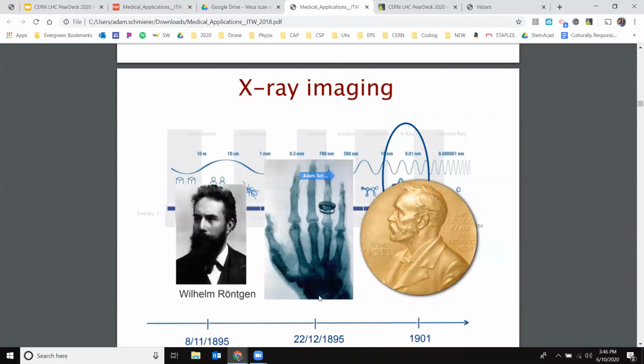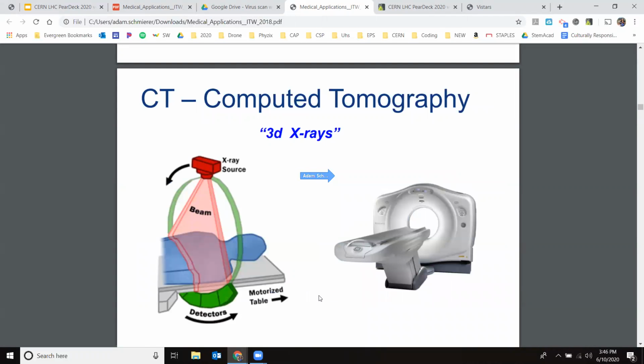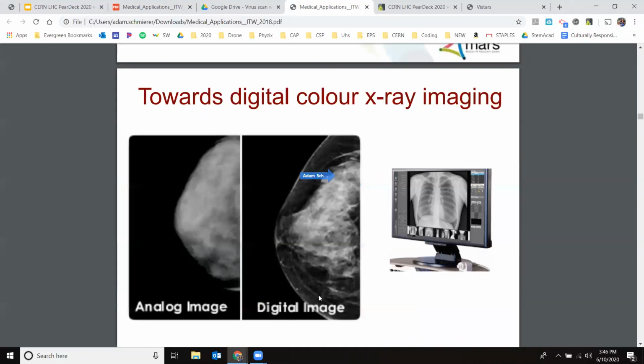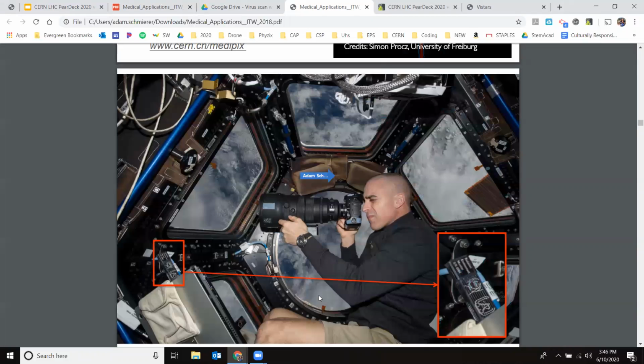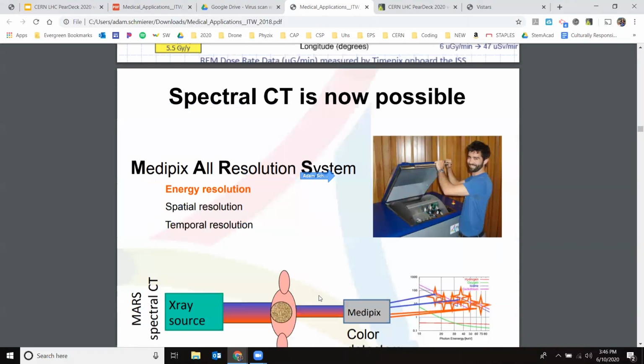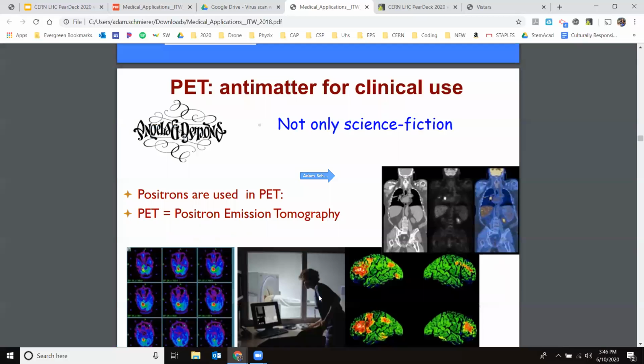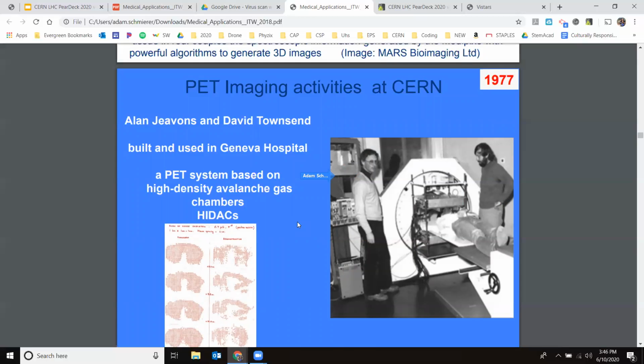So let's talk. I don't want to do CT. I want to do, give me there. Where's it? PET. Yeah, PET. Okay. PET scan. Okay.